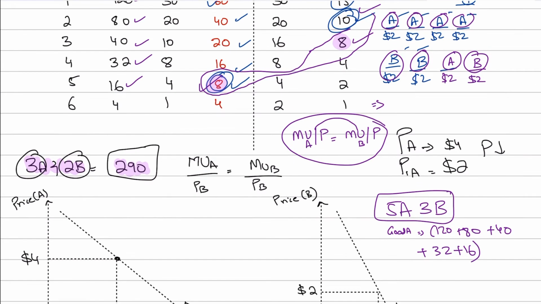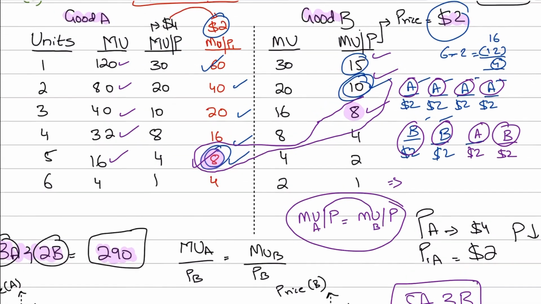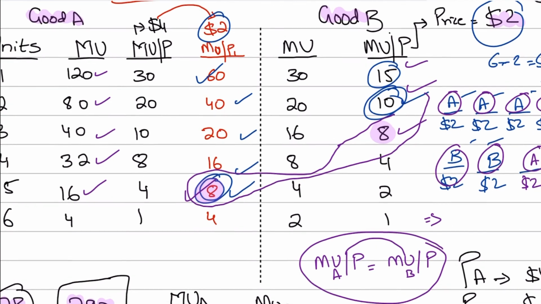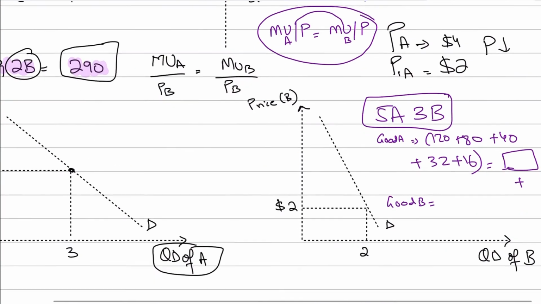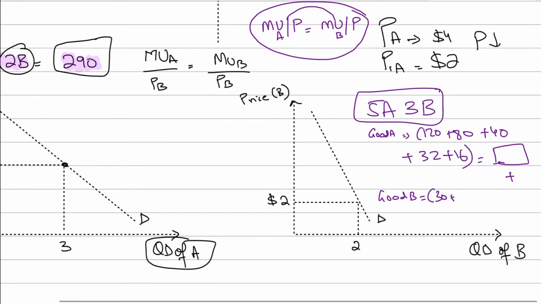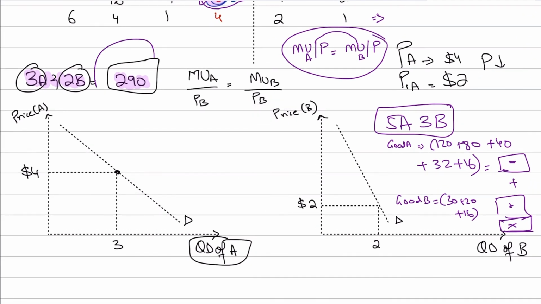Whatever the answer is, you're going to add this with the utility that has been gained while consuming 3 units of good B, and 3 units of good B have led to a utility of 30 plus 20 plus 16. That is how much? You're going to add them up, whatever the values are. So this is going to be the total utility that he has gained, and obviously this total utility would be higher than total utility of 290.